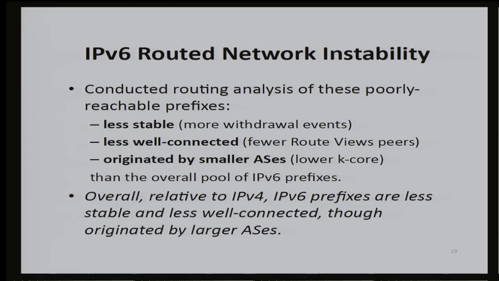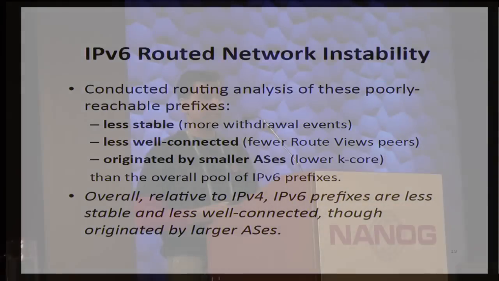So we went ahead and did a separate study just looking at RouteViews data to see, well, what is the stability of an average IPv6 prefix, and is it different from an IPv4 prefix? And as it turns out, yes, IPv6 prefixes in general are less stable. They are also less well connected than an average IPv4 prefix, and they're originated, in general, from the edges. So overall, what we are able to confirm is that an average IPv6 prefix does have less stability than IPv4, and that potentially is a contributor to us picking up a fair amount of traffic of this type.